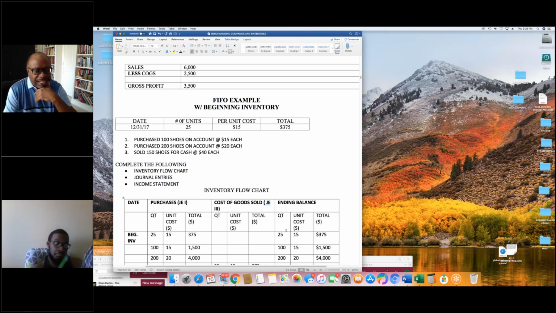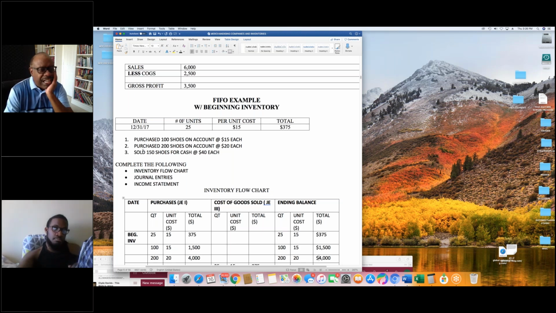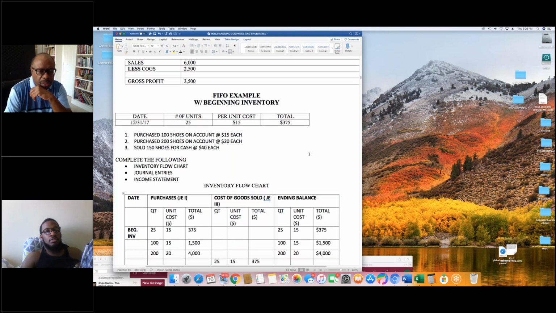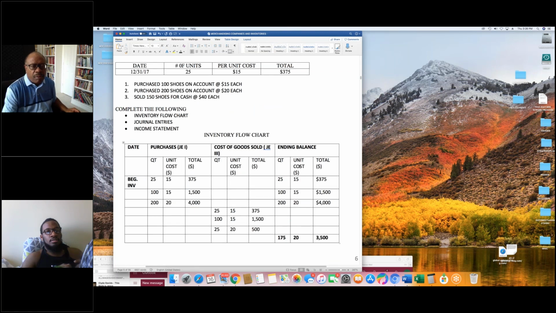Okay, so the next thing that happens is we sell 150 pairs of shoes. So what we're gonna do now? We're gonna sell the old ones first. We gotta sell the first 25. The unit cost was 15. Okay. So their cost is 375.